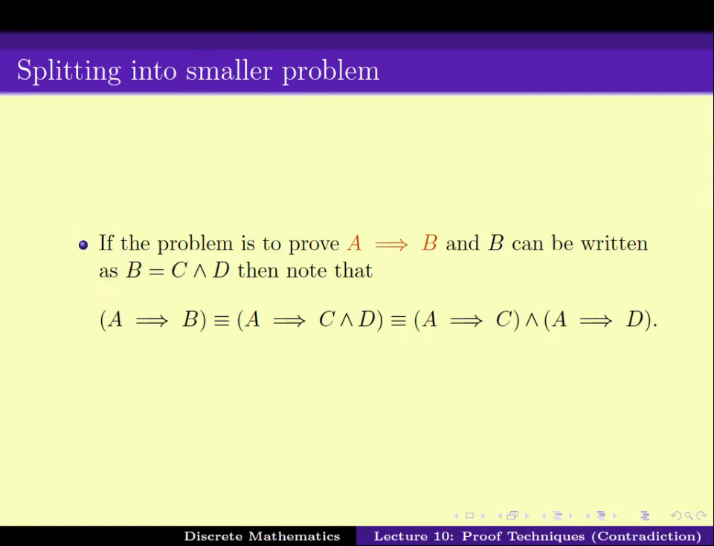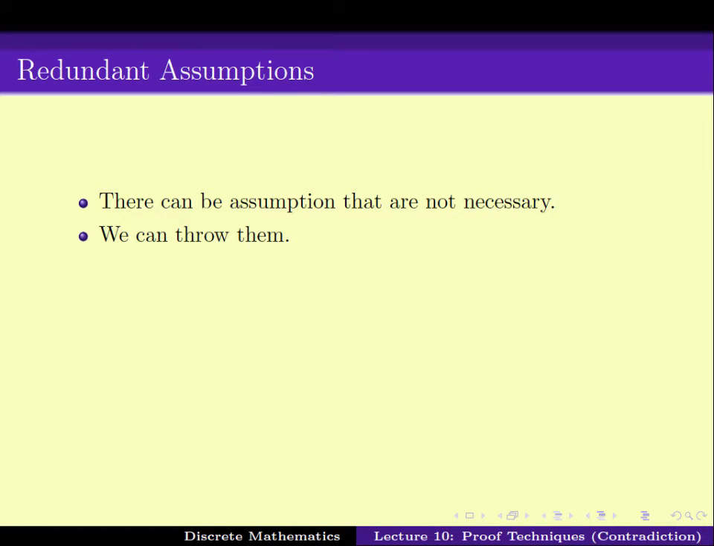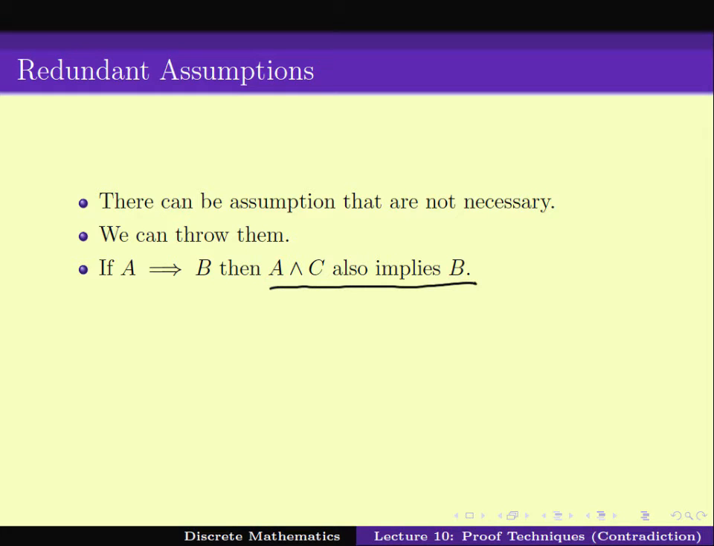The next technique that we learned was that sometimes reducing assumptions can be helpful. In other words, there can be assumptions that are not necessary and we can throw them away. For example, if I have been asked to prove A and C implies B, and all that I need is A, and I can prove A implies B, then that means that this C is a redundant assumption and we can safely throw it away.